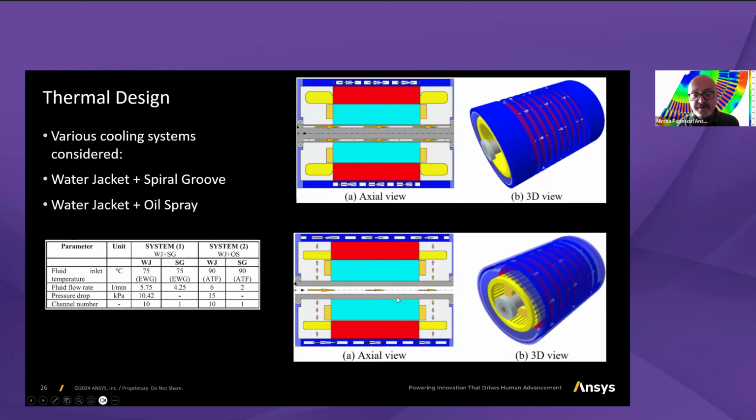And the other solution, it's a combination between water jacket with ethylene water glycol and oil spray, where the oil will circulate through the shaft and with nozzles to spray out over the end winding.